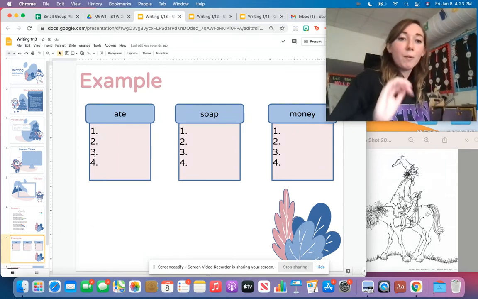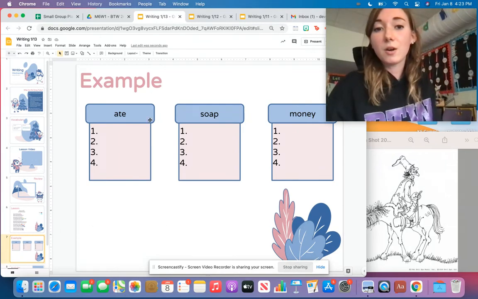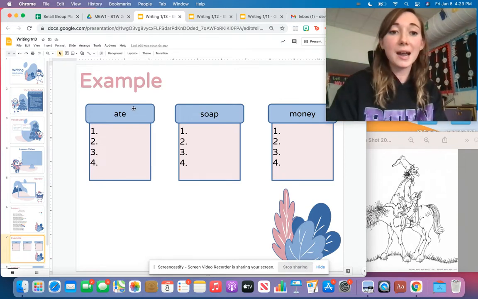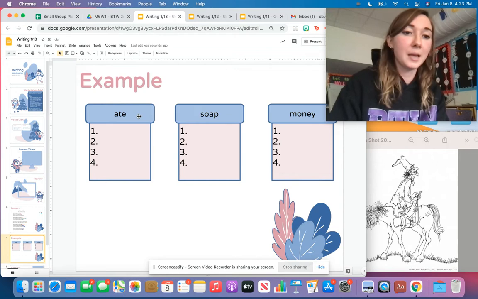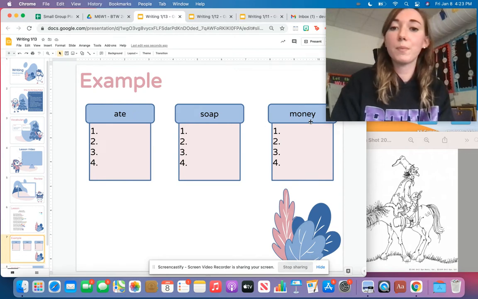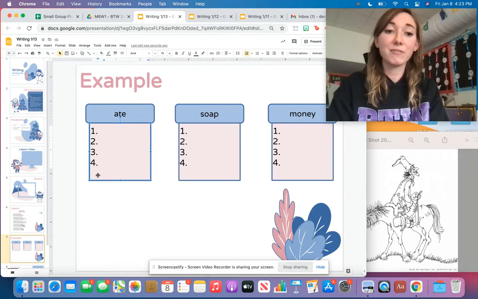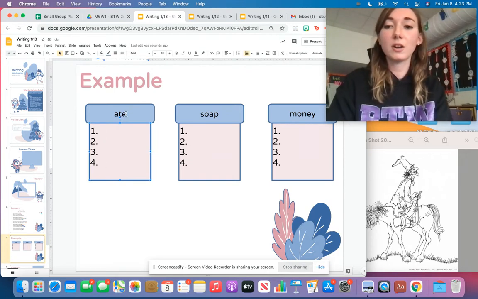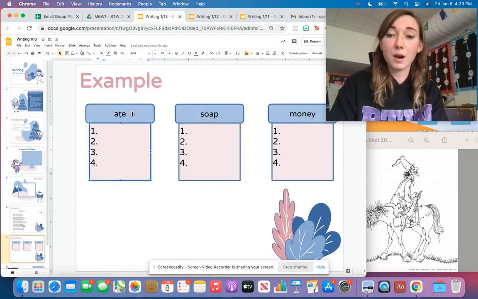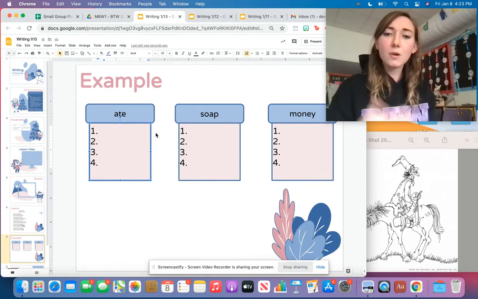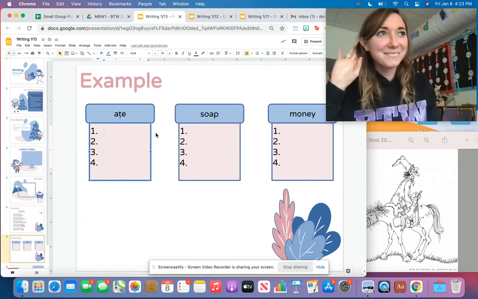So what we're going to be doing now is I am going to be practicing generating my own rhymes. So I see 3 words right here. I see 8, soap, and money. And I want to come up with 4 rhymes that go with each of the words in the blue box. So 8. Do you guys know any words that rhyme with the word 8? Shout them out.